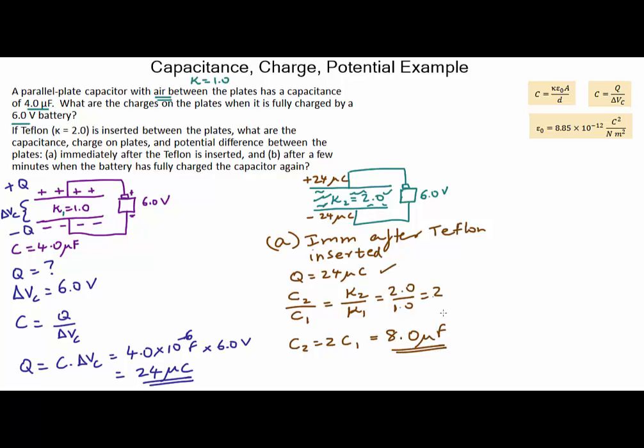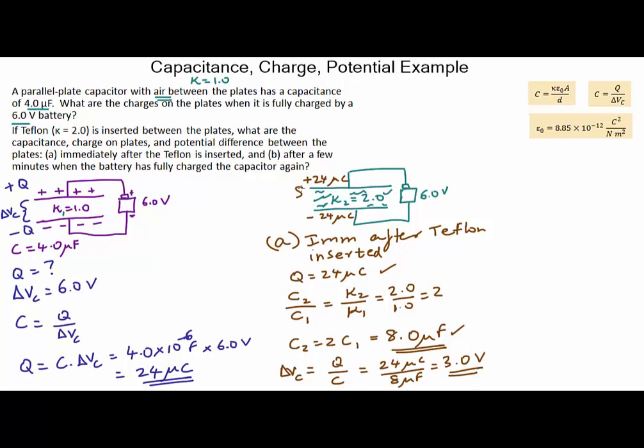So I know charge, I know capacitance, I can figure out the third variable using the second relationship. So delta VC, by rearranging that equation, would be equal to Q over C, and so this will be 24 microcoulomb over 8 microfarad. The micro is 10 to the negative 6, so those will cancel. So this will give me simply 3.0 volts.